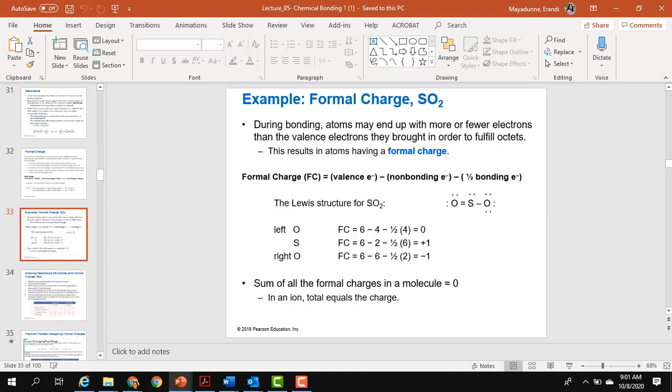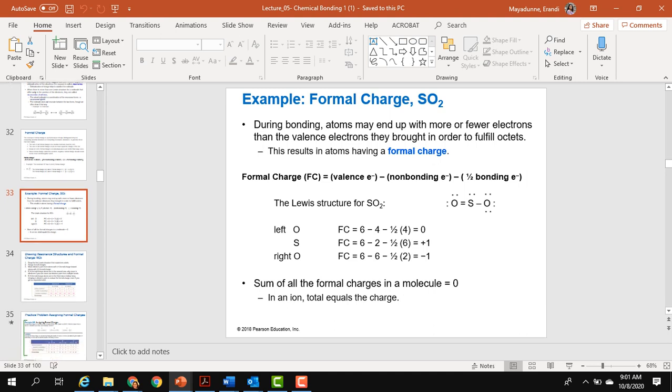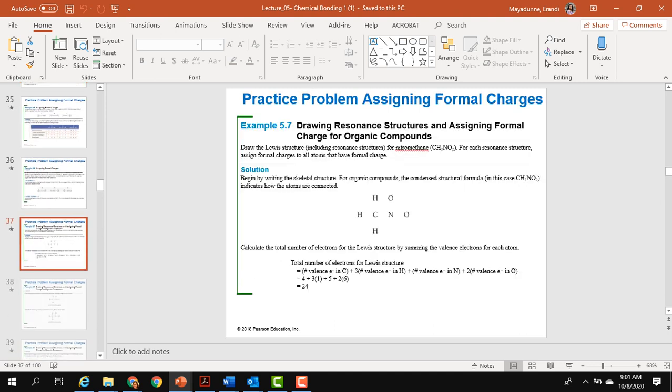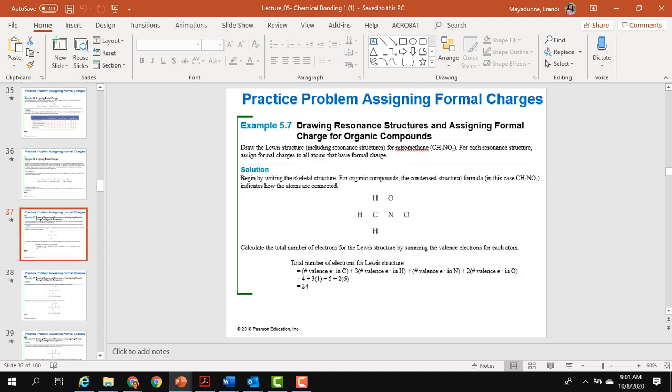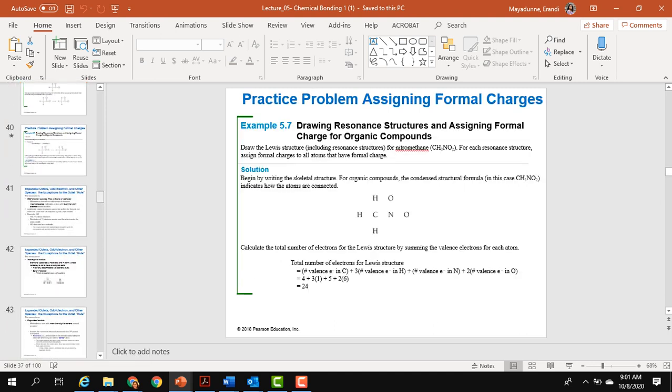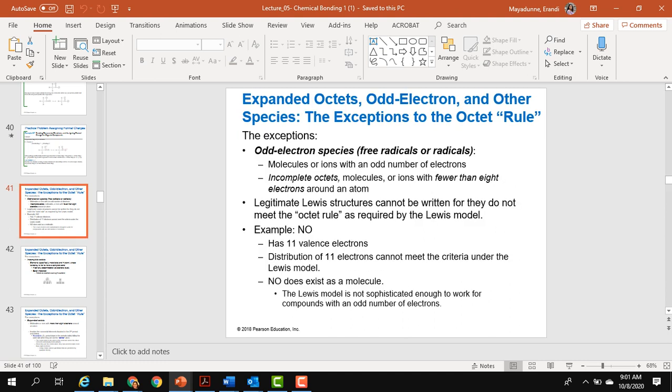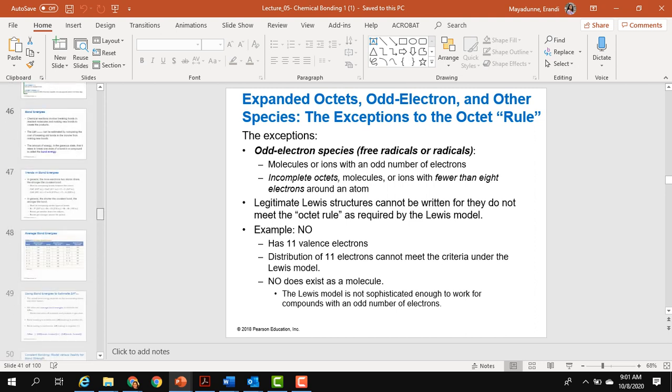And then you go to, similarly, find the formal charge for SO2. Always when molecules form, they try to minimize the formal charge. You can try finding the formal charge that way. And then I'm talking about odd electron species like nitrous oxide, which would be an odd electron species. You can look at that.